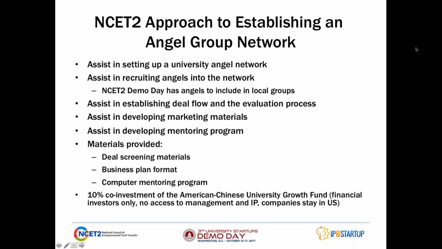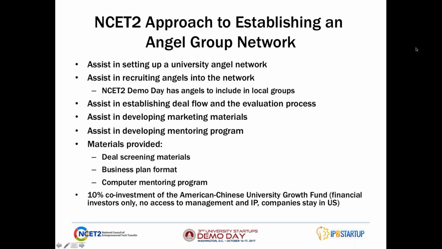Not only do you have your local angels, which are extremely important, you have to have your base, but there's also, in the demo day that was talked about by RIA, angels that are interested in local groups. So we can add those angels to you as well, but show you how to recruit them, what to say, and those kinds of things.